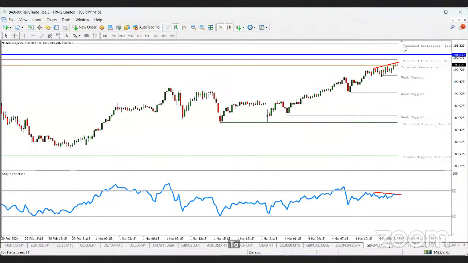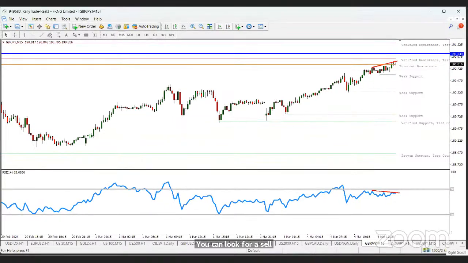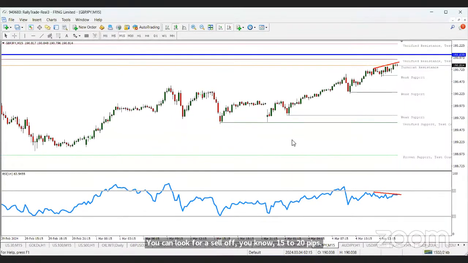Then GBP JPY. Because of the divergence that is there, we decided to take a sell on GBP JPY with our stop loss above that verified resistance, around 191.030. If you're selling GBP JPY right now, you can look out for a sell of 15 to 20 pips. Most likely we are going to have another session on divergence. We'll try and have a special session on divergence so that we can get a hang of it.